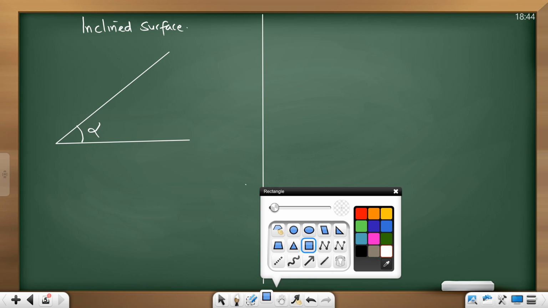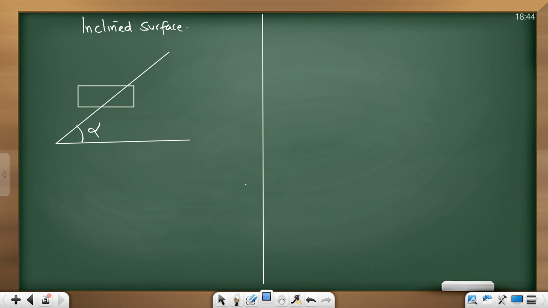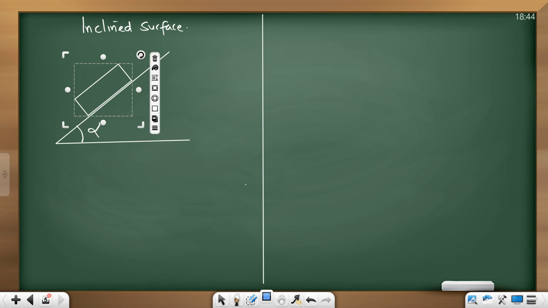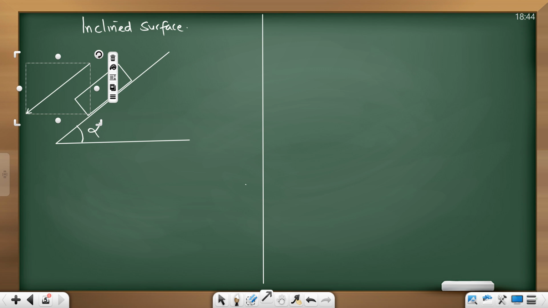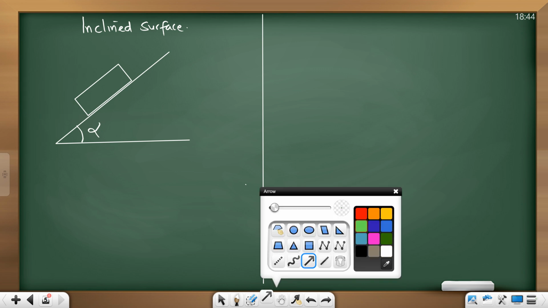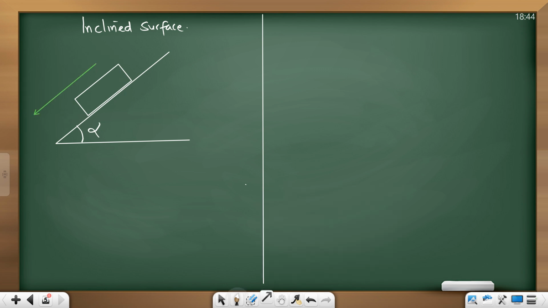Let's have an object. And I want this object to actually be moving down. Remember, I'm using green for my displacement. I want this object to move down, but we are pulling up. Is that possible? Yes. Probably the object is heavier than my force. Like Shamil pulling something down.